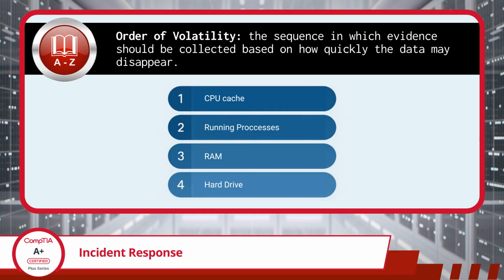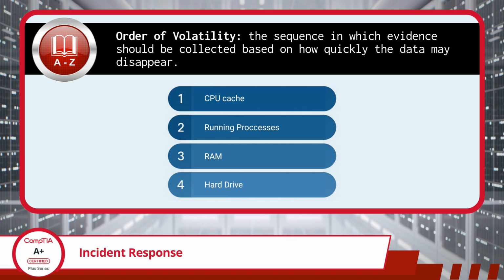Running processes and information stored in RAM are also highly volatile and should typically be collected early in the investigation process. Less volatile evidence, such as files stored on a hard drive, remains available even after shutdown and can usually be collected later. Understanding the order of volatility helps investigators prioritize evidence collection properly and avoid losing valuable forensic information. After all, you cannot collect evidence that no longer exists.